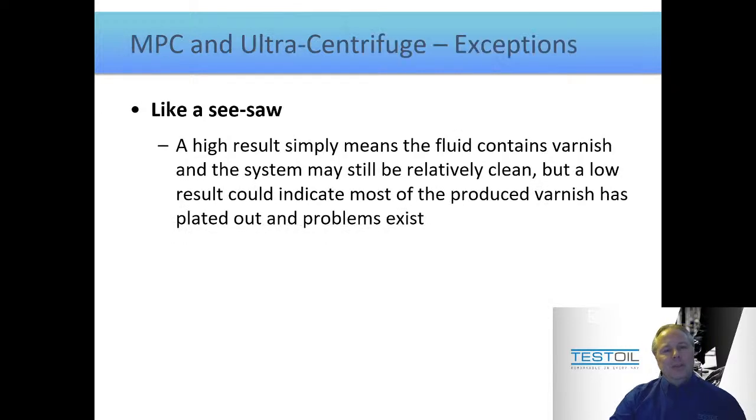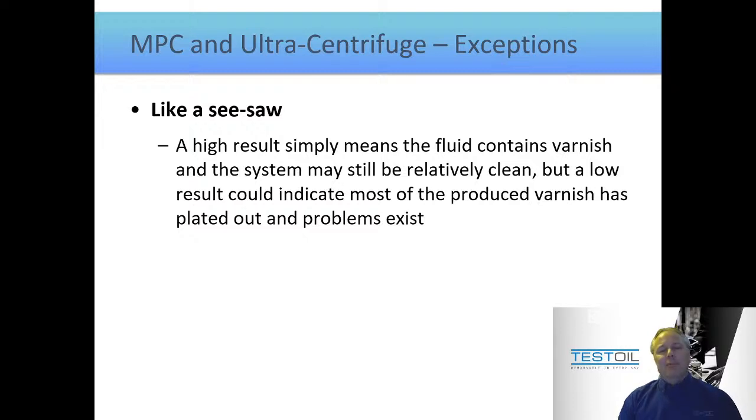And with MPC and UC, I'll show you the exception here. And it's really the answer to why the results don't correlate. The logic being that when you take a sample, it may or may not have a level of insolubles in it. As that level of insolubles climbs, you expect the potential for varnish to be higher and higher.